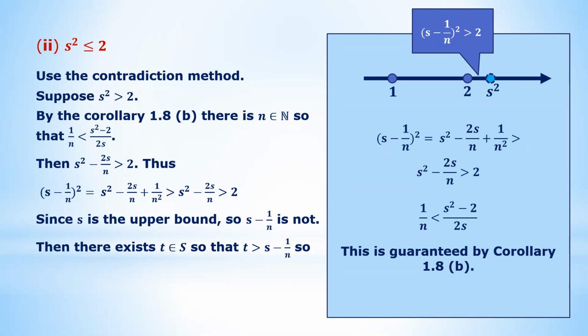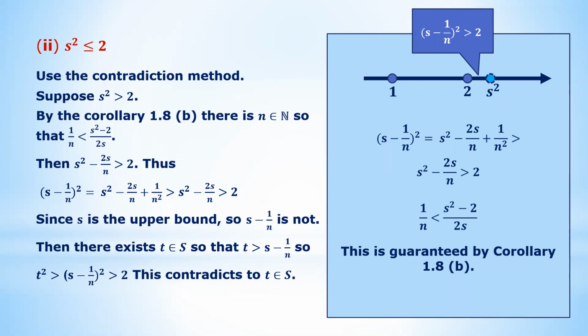Now this will give us a contradiction. Why? Because then you know that t is in the set S, and t is greater than s minus 1 over n. Now I'm going to square both sides of this inequality. Then you can see that t squared will be greater than (s minus 1 over n) squared. Then (s minus 1 over n) squared is greater than 2, okay, so that is given by the previous inequality. So this means that t squared is greater than 2.